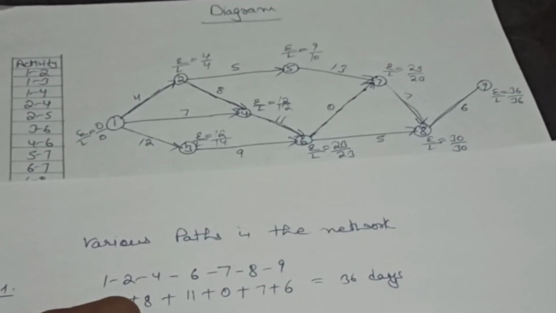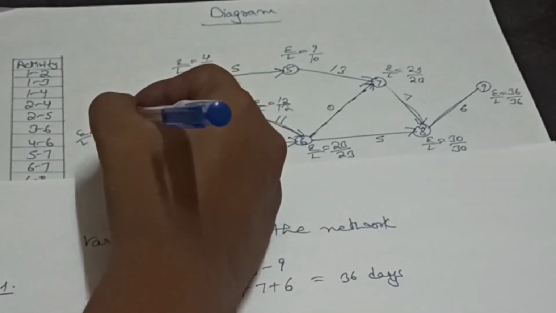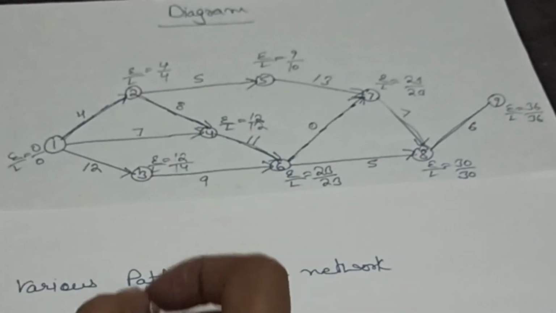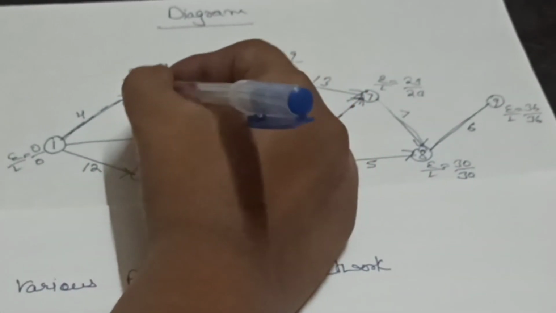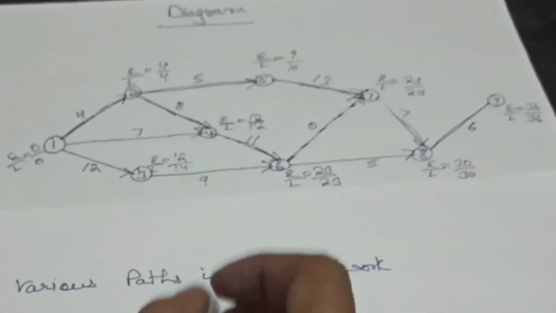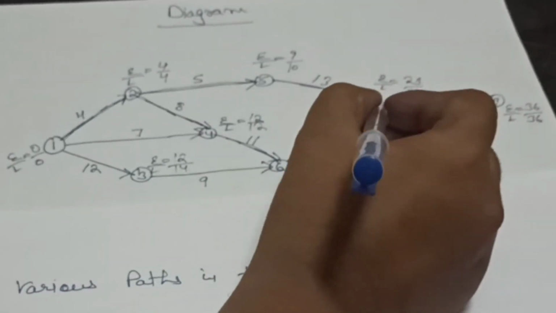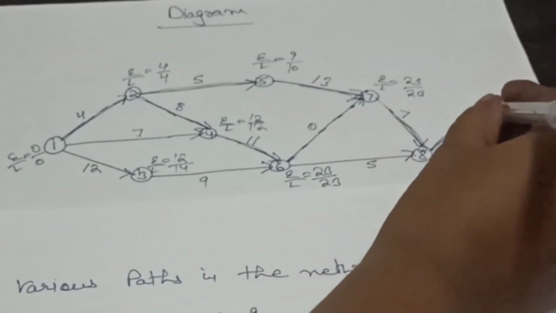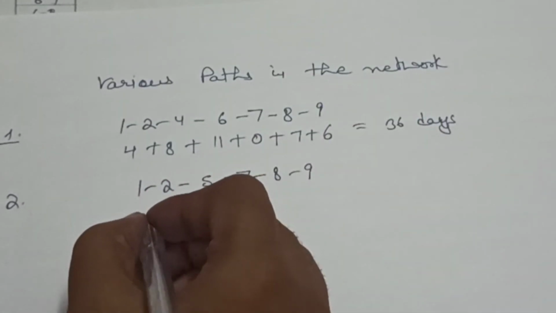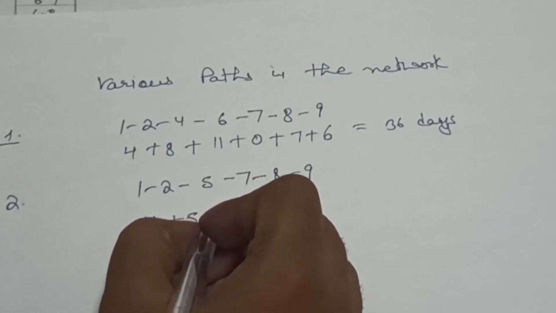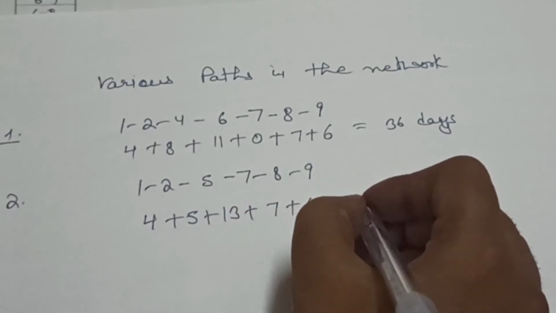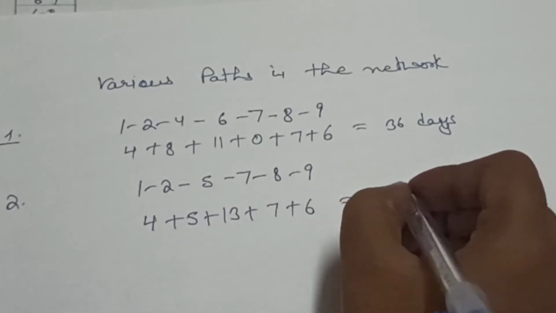So now we will find our next path. So we will start with this node. So we can say first activity is 1 to 2. After then 2 to 5. After then 5 to 7. Then 7 to 8 and 8 to 9. And duration is 4 plus 5 plus 13 plus 7 plus 6. So we can say duration is 35 days.